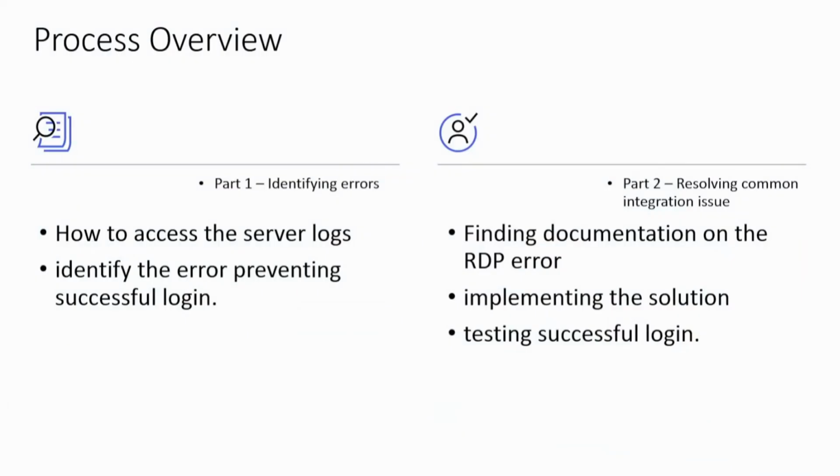To provide a process overview of troubleshooting the Okta Credential Provider, this video can be broken down into two parts. Part 1 will be identifying errors. Here, we're going to demonstrate how to access the system logs and trace the logging events to identify any errors preventing a successful login. In Part 2, we will find documentation on the RDP error and test the solution.